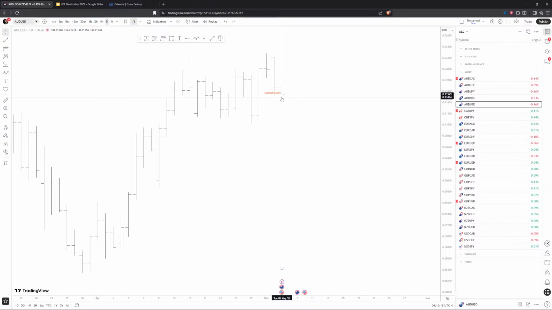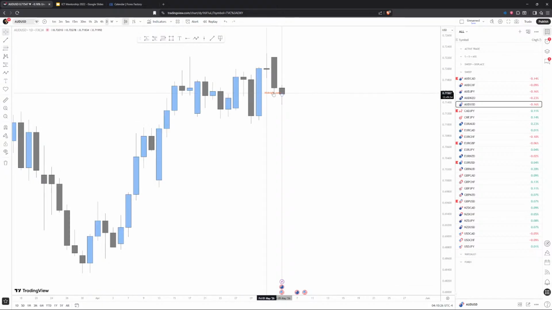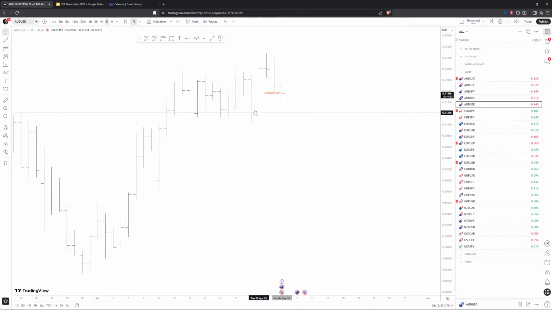We expect it to open right here, to manipulate here, and then displace towards up here. That's the idea. That's the power 3. So the power 3 is that we open here, we sweep this, and then we eventually push up. And I'll show you why.